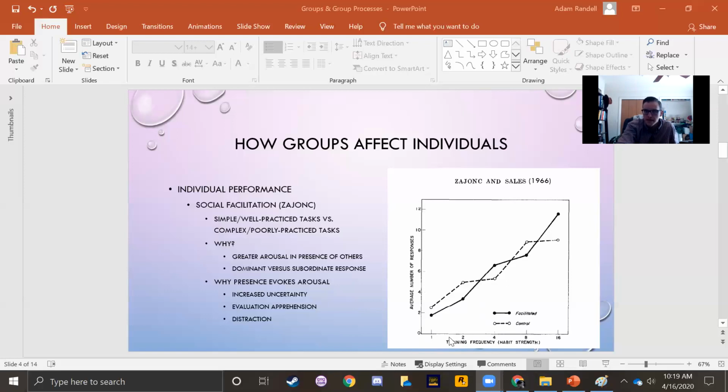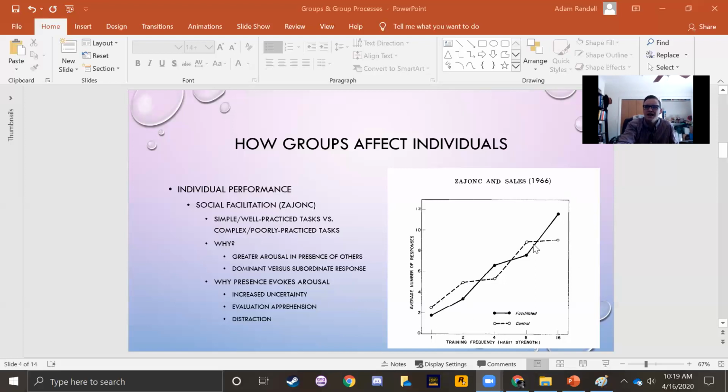Okay, so when we look here at when participants were only given 1 or 2 times to practice the word, the solid line represents when they were trying to do this in the presence of others. And notice that the black line, the solid line, is lower than this dashed line, which represents when they were trying to pronounce those words by themselves, without other students watching them.